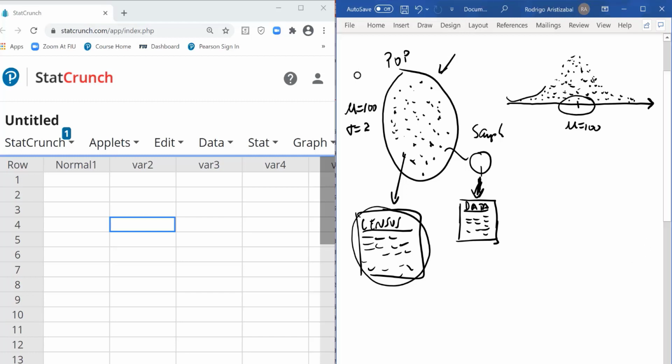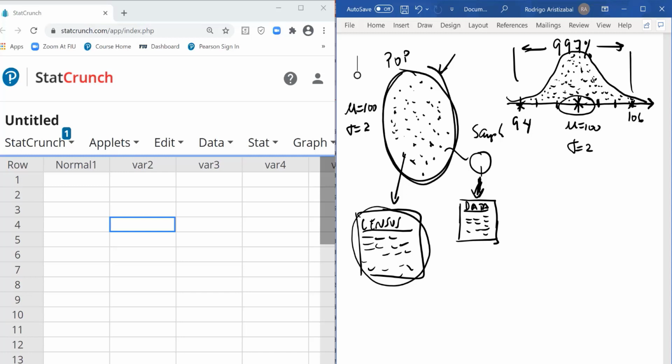This is a bell-shaped distribution, and according to the empirical rule, within 3 standard deviations to the right and 3 standard deviations to the left of the mean, exactly 106 and 94, between these 2 points, we have approximately 99.7% of all measurements of this population, all of these numbers. Let's do a simulation here in StatCrunch.